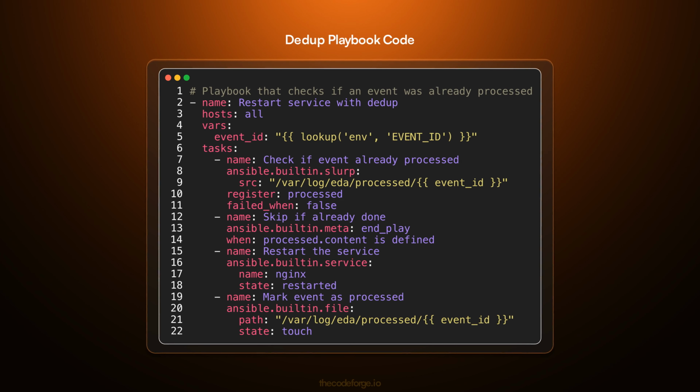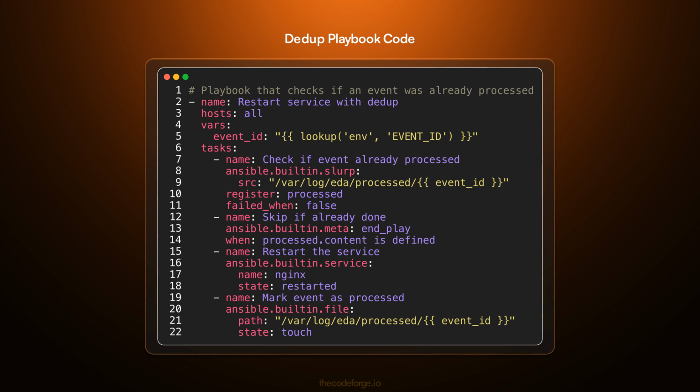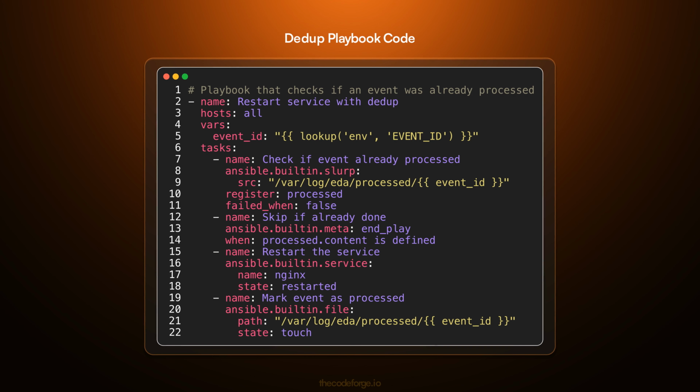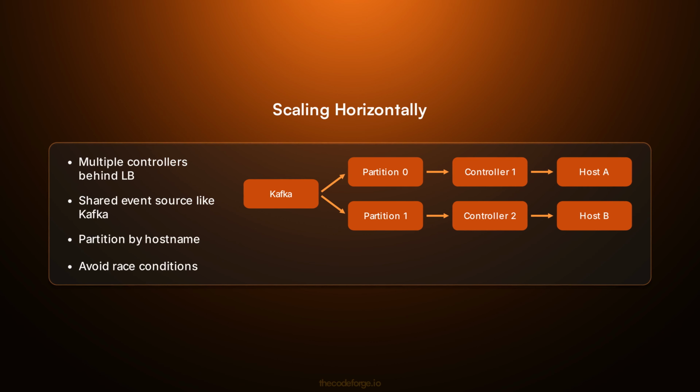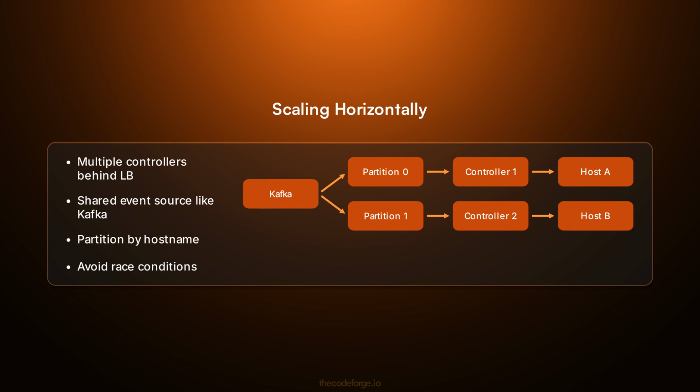This playbook checks if an event ID has been processed by looking for a marker file. If the file exists, it skips the restart. Otherwise, it restarts the service and creates the marker file. This ensures idempotency. For high throughput, run multiple EDA controllers behind a load balancer, each with the same rulebook.